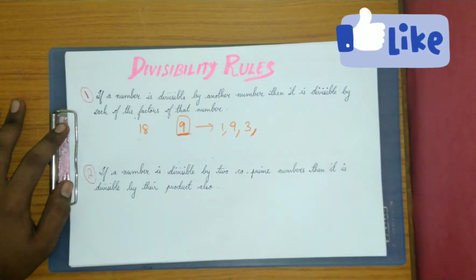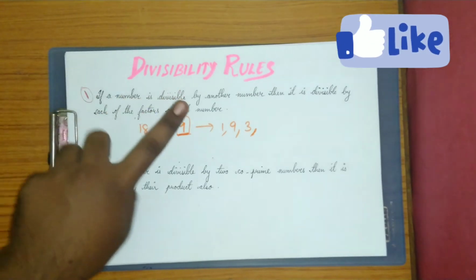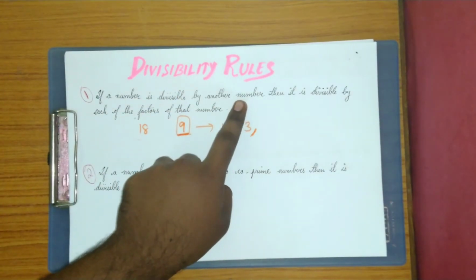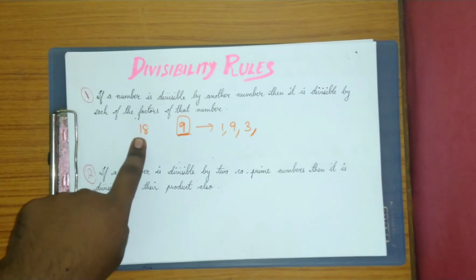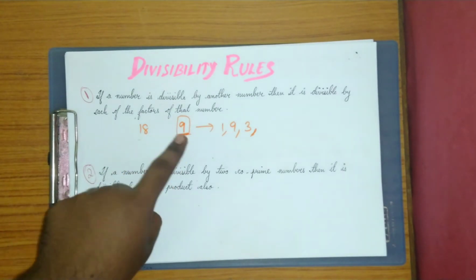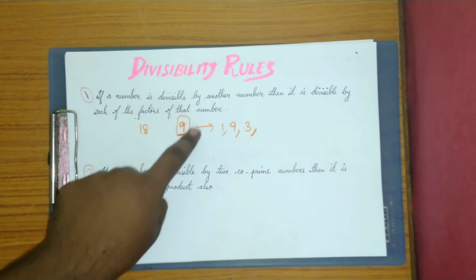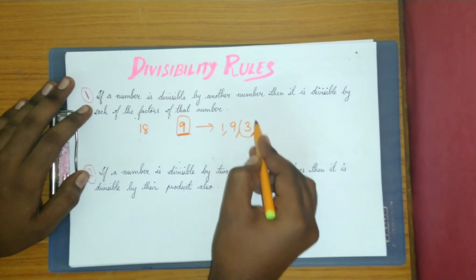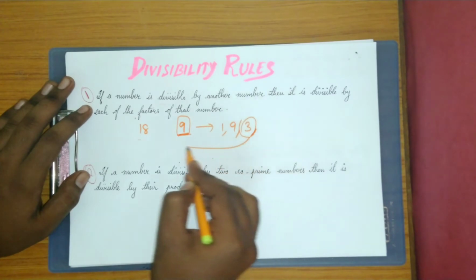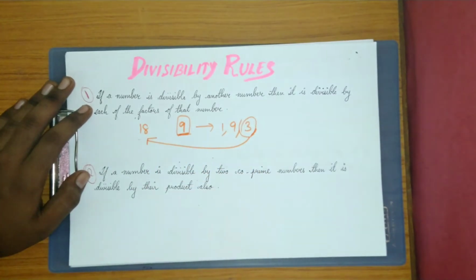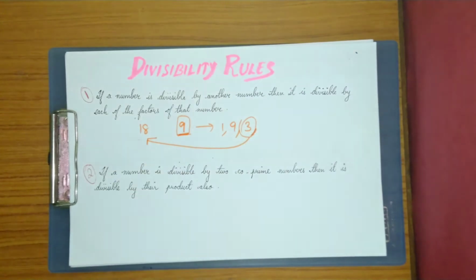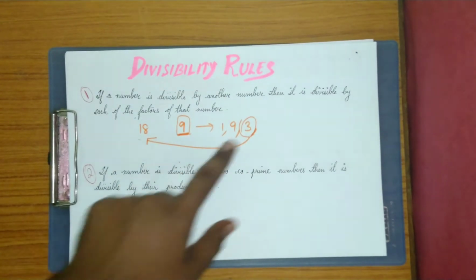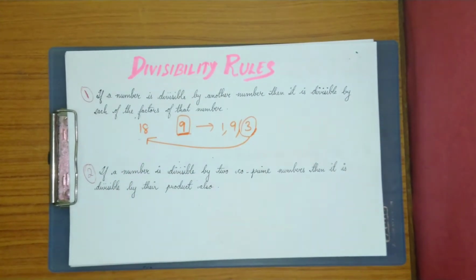You have to understand that 18 is divisible by 9, right? So we are taking the factors of 9. You can observe that if we take one factor, 3, then 18 is divisible by 3 also. So this is what the first rule says.